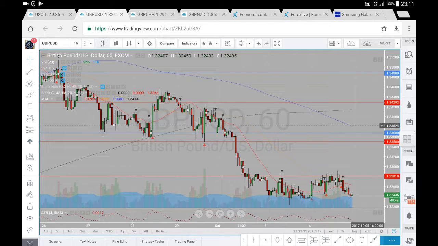So overall, bearish on pound USD, looking for a further sell-off. Obviously, if we do break and hold the 32.81, 33.50 becomes our upside target.